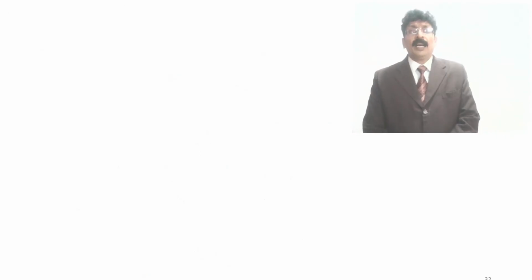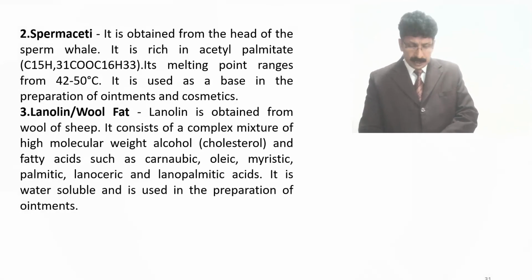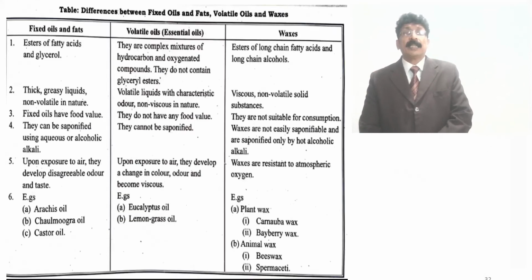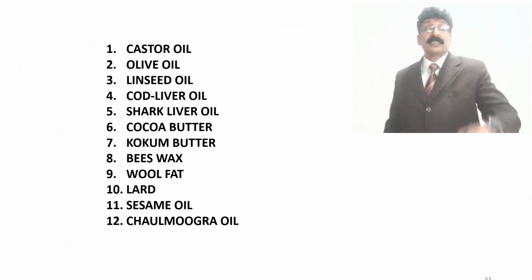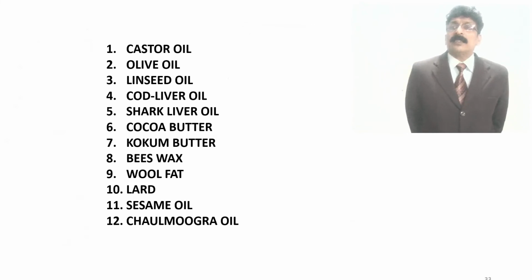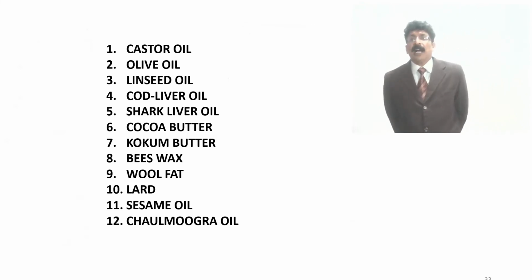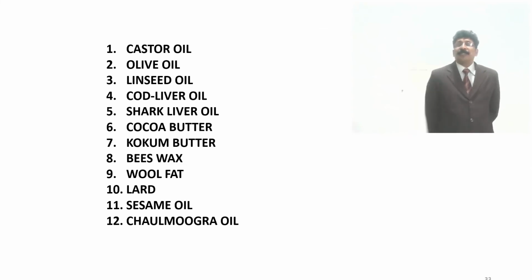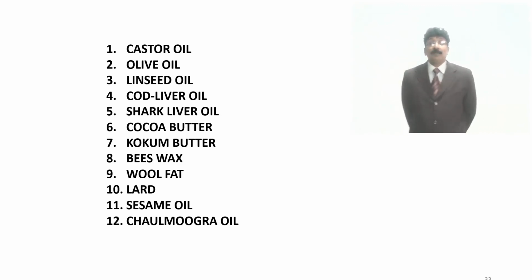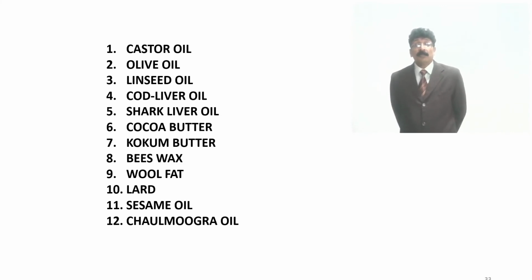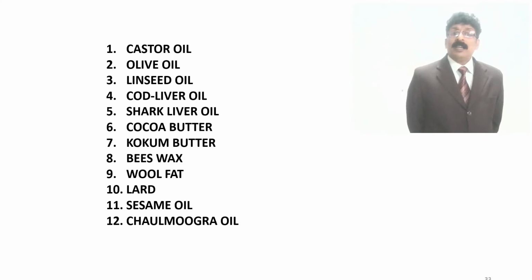Most of the drugs are also important, which we will discuss in the next class. These 12 drugs are important in lipids and waxes, which we will discuss in continuation of the next class. We will discuss castor oil, olive oil, linseed oil, cod liver oil, shark liver oil, cocoa butter, kokum butter, beeswax, wool fat, lard, sesame oil and chaulmoogra oil.